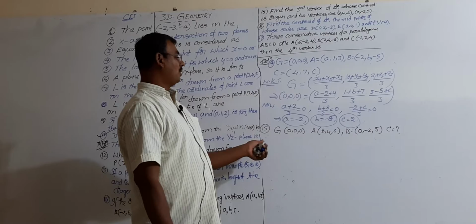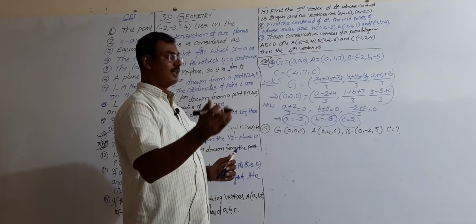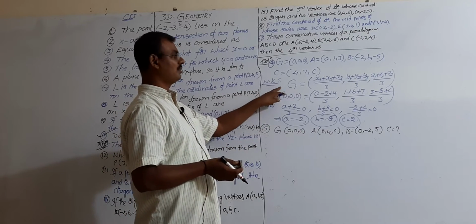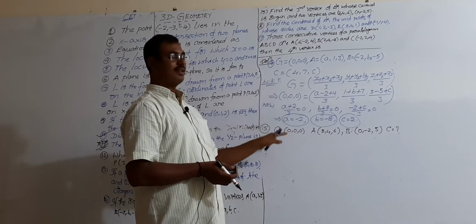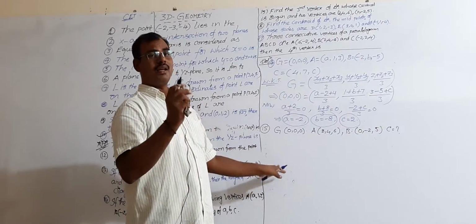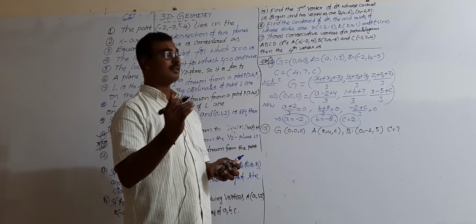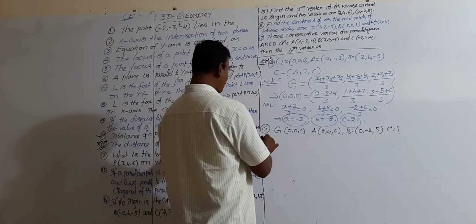To find the third vertex, whenever the centroid and two vertices are given, we can follow the same method and get the answer. Or else, if you remember one shortcut formula, we can answer this problem within 2 seconds, 3 seconds, 5 seconds. How? I will give the time saving result.